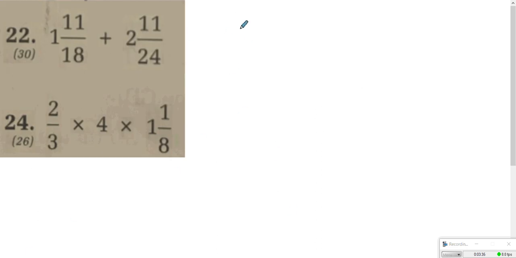With this one, I've got 1 and 11/18. So the 18th is the size of something. And over here, I've got 2 and 11/24 of something. So the denominators are not the same, so I can't add those. I could add the whole numbers. 1 plus 2 is 3. But to add this partial amount, I need them to be the same size. Okay, 18ths and 24ths are not the same size.